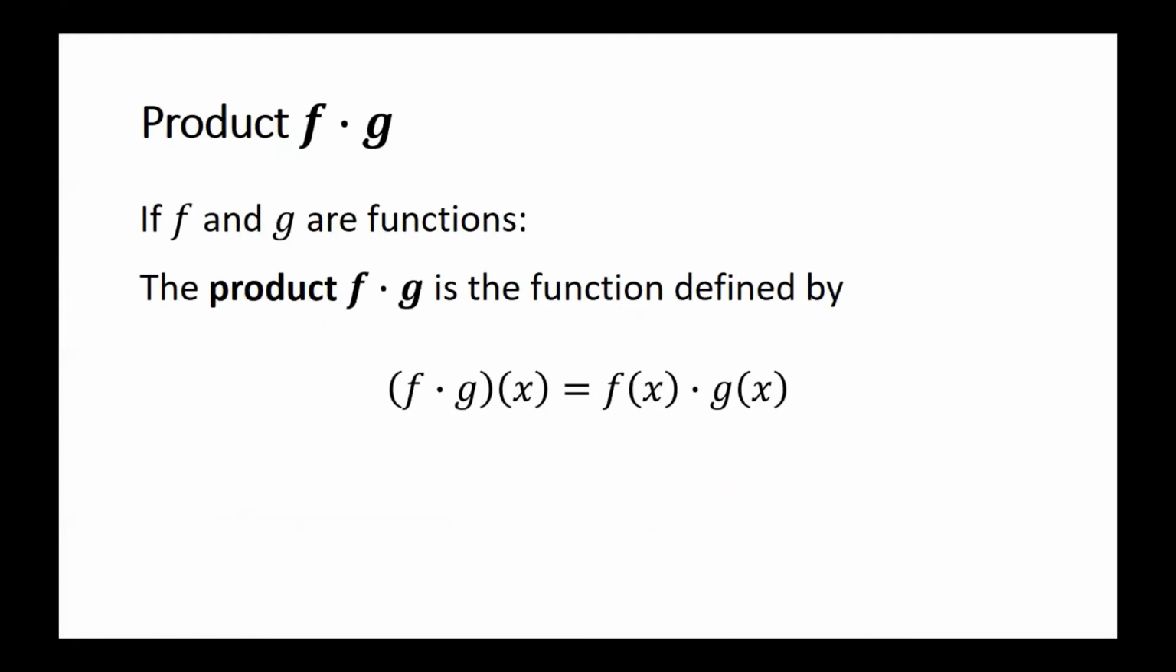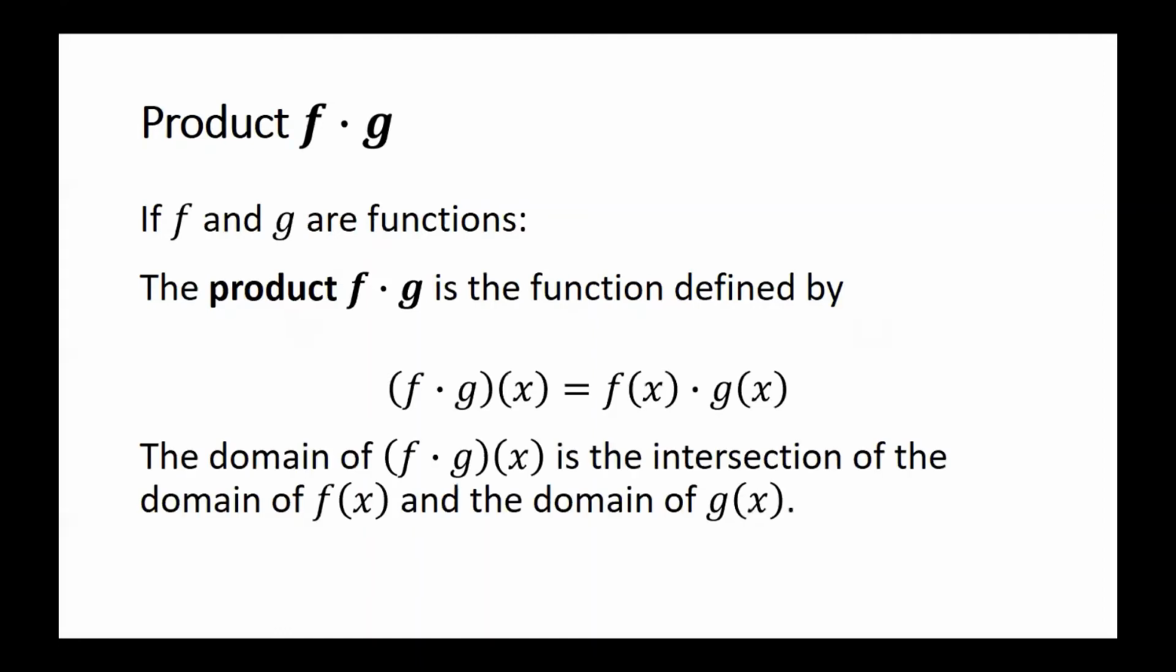The product, f times g. If f and g are functions, the product f times g is the function defined by f times g of x is equal to f of x times g of x. And yet again, the domain is the intersection of the domains of f of x and g of x, so any restrictions on either one of those sets becomes a restriction on the product.